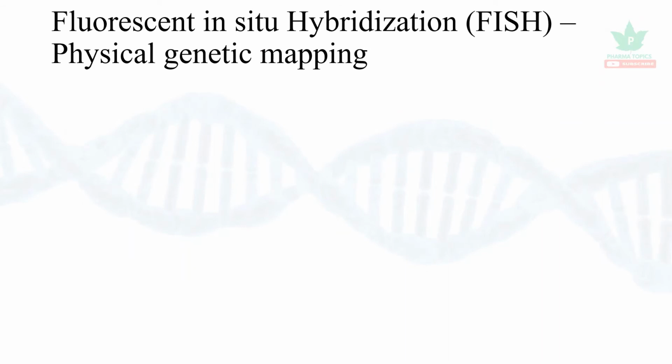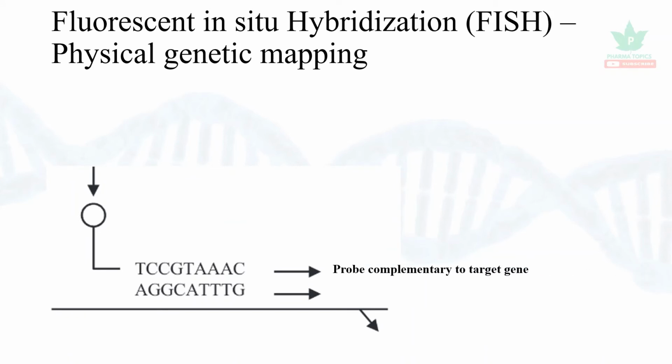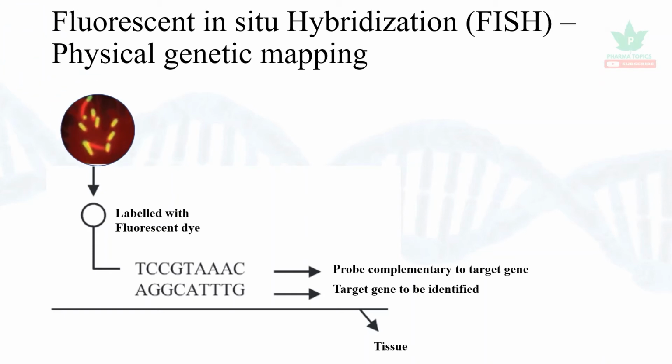Let us see about the fluorescent in situ hybridization technique. So here a probe which is complementary to the target gene is designed. A probe is a short sequence of nucleotides. It is complementary to the target gene which is to be identified, taken from a tissue, and the probe is labeled with a fluorescent dye. Let us say they take chromosome 2 and study, and this probe attaches to the complementary sequence. Then it gives a fluorescence. With this, they confirm this gene is present in this chromosome.